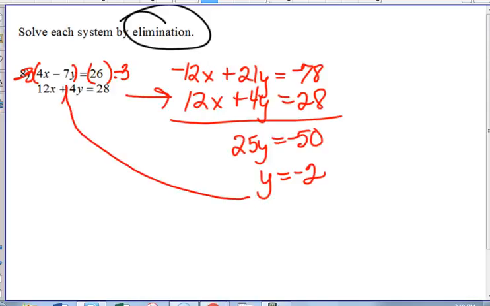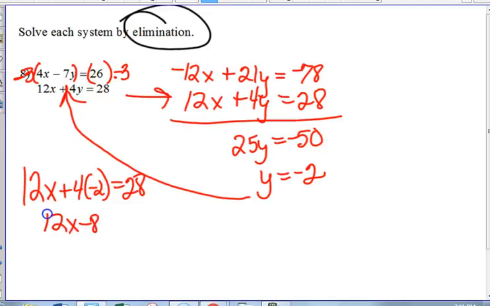Doesn't matter which equation over here. 12x plus 4 times negative 2 equals 28. So this is 12x minus 8. Add 8. Trying to show all my steps for you. X equals 3.